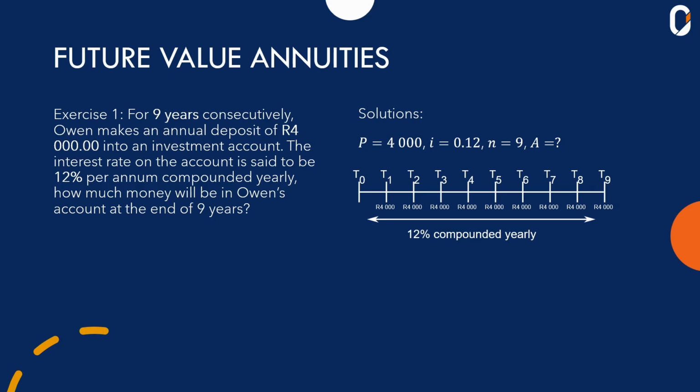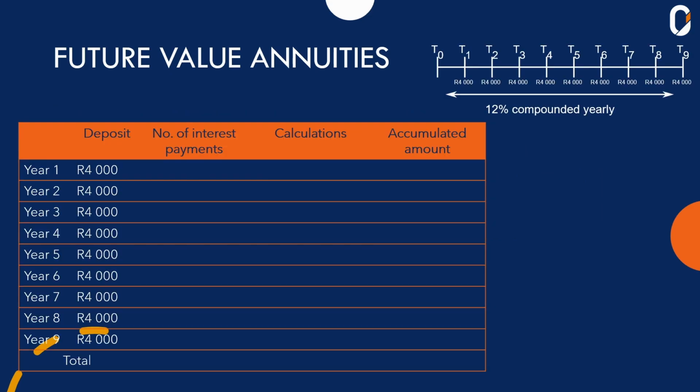Now, to calculate how much money he will have, we need to make use of a table. As you can see from my table, from year 1, he made 4,000, year 2, year 3, year 4, year 5, year 6, year 7, up to year 9, he made regular deposits of 4,000 rands. And then, the number of interest periods each amount has accumulated. The first amount he deposited spent 8 years in the bank, that is n minus 1, 9 minus 1 is 8, and hence from year 1 up to year 8, that is an 8 year period.